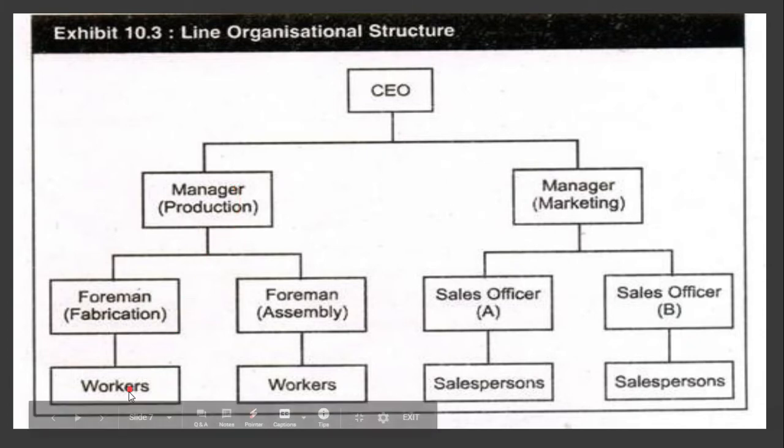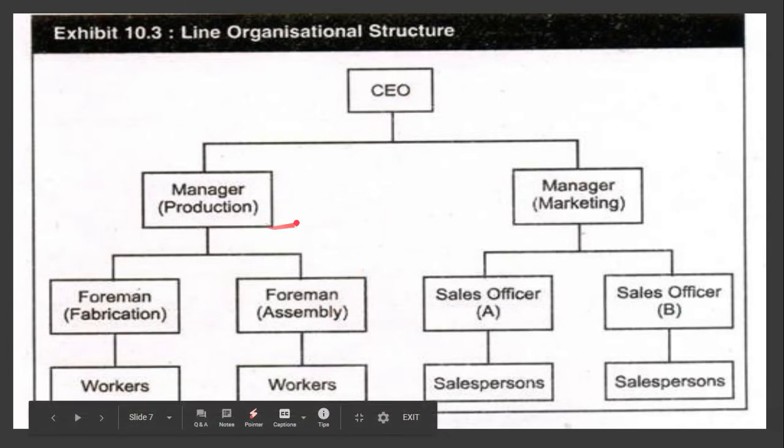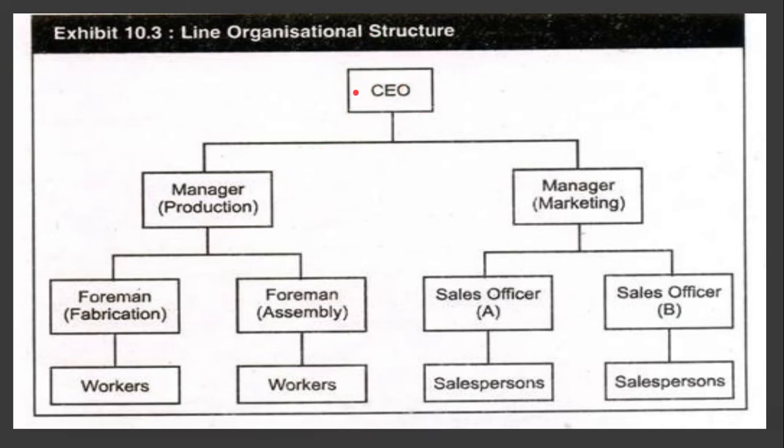Under production, two foremen are there, fabrication and assembly, and under them workers are there. So from top to bottom, a strict, straightforward, direct line of command, chain of command is depicted, where there is no specialization. Authority flows from top to bottom and ultimate authority is centralized, lying in the hands of the CEO. And this is simply a line kind of structure.